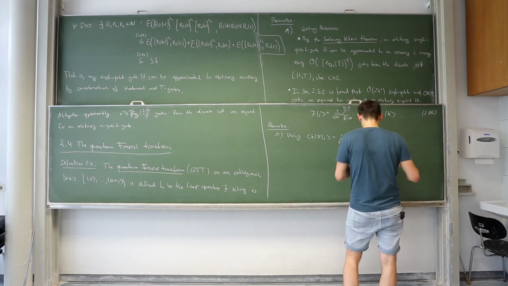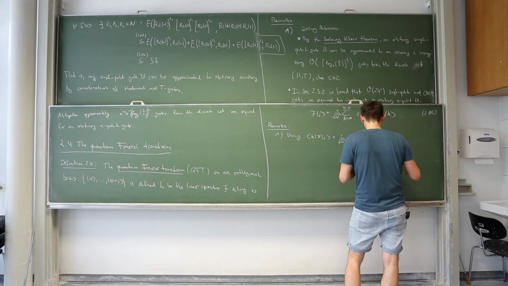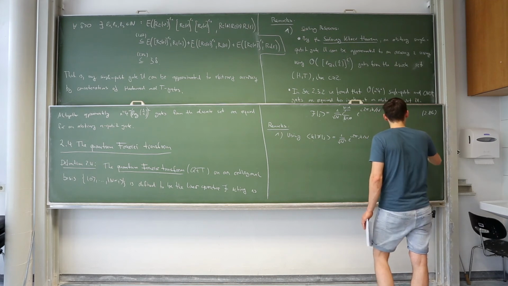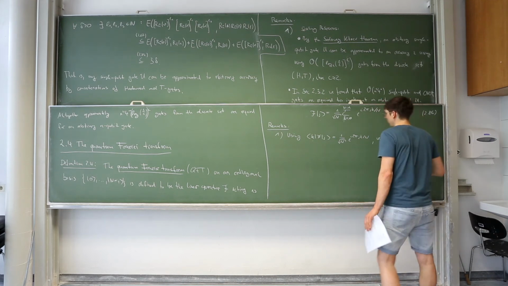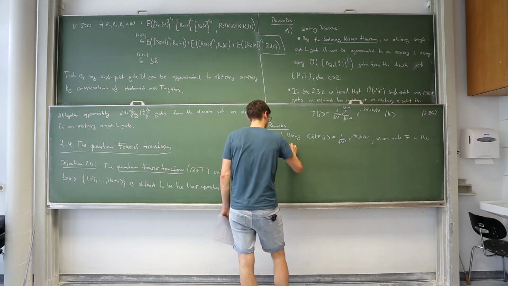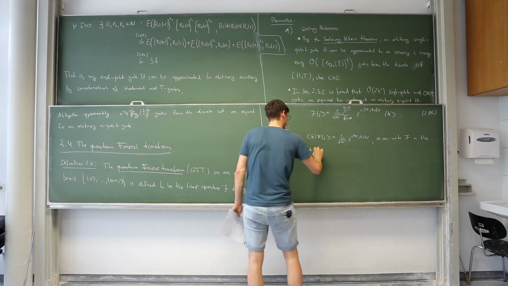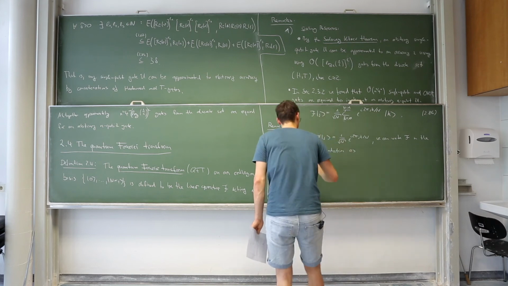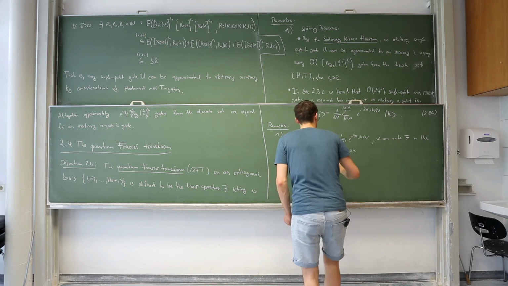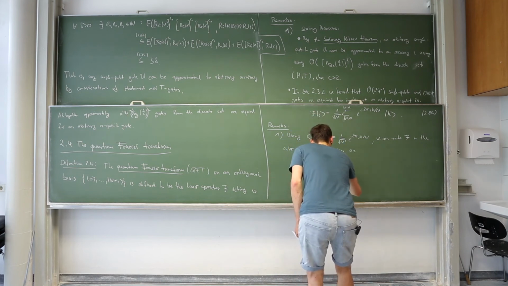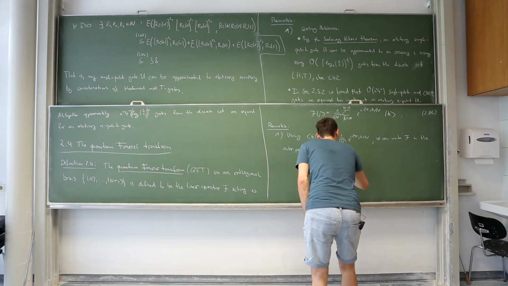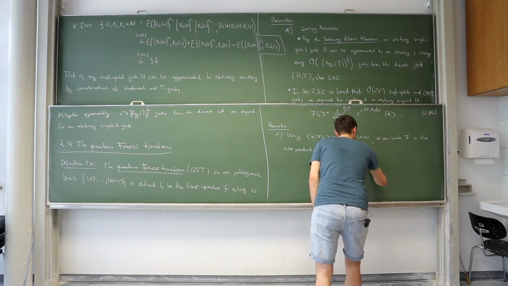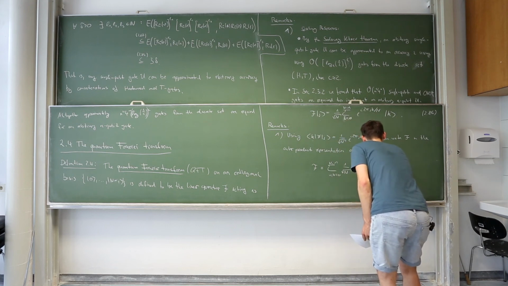Using this, we can write the quantum Fourier transform in the outer product representation as F equal to the sum over j, k equals 0 to N minus 1 of 1 over square root of N, e to the i 2π jk over N, times |k⟩⟨j|.